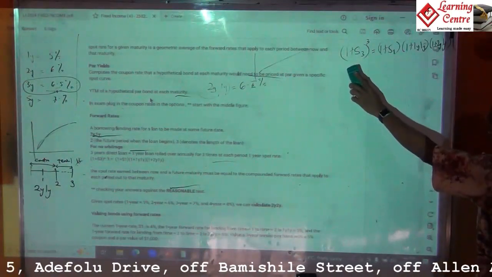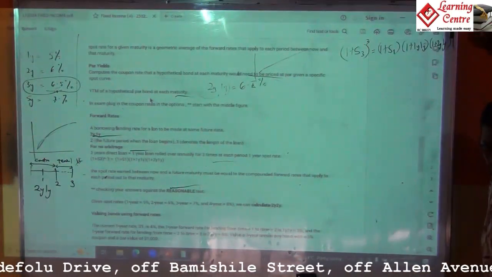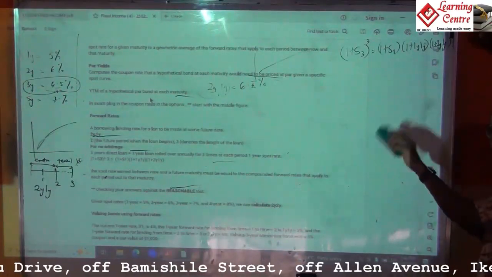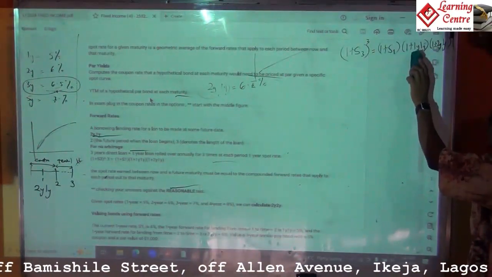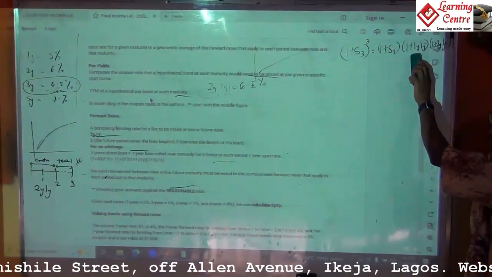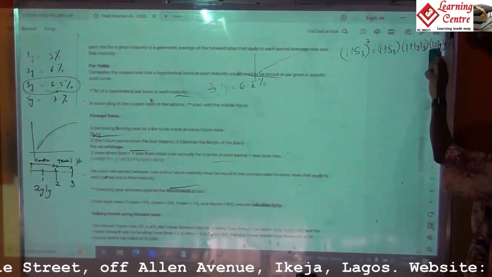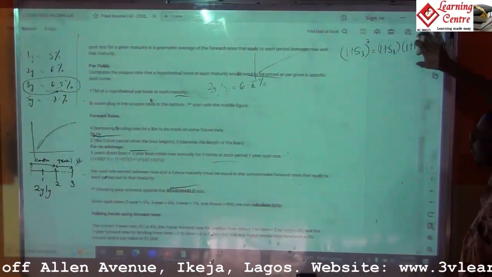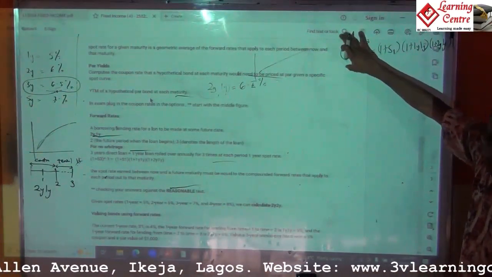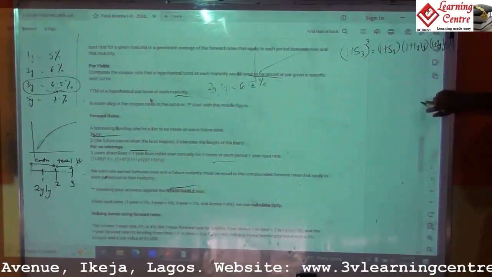I can take a direct 3 year loan or take a 1 year loan that rolls over every year. It rolls over in year 1. At the end of year 1, it rolls over for another 1 year. At the end of year 2, it rolls over for another 1 year. So this setup should equate to this one. Let me explain that quite well.